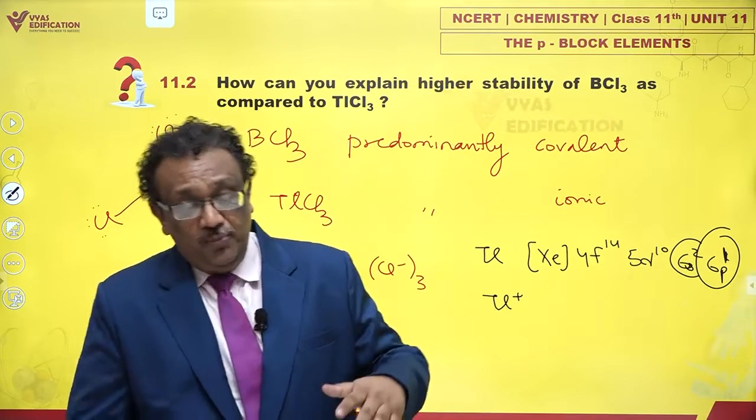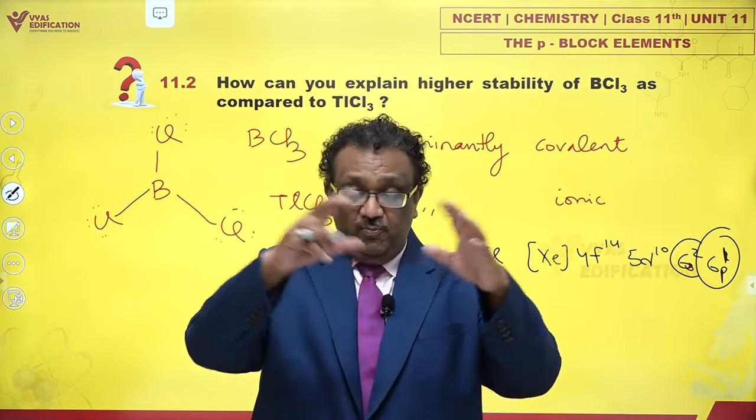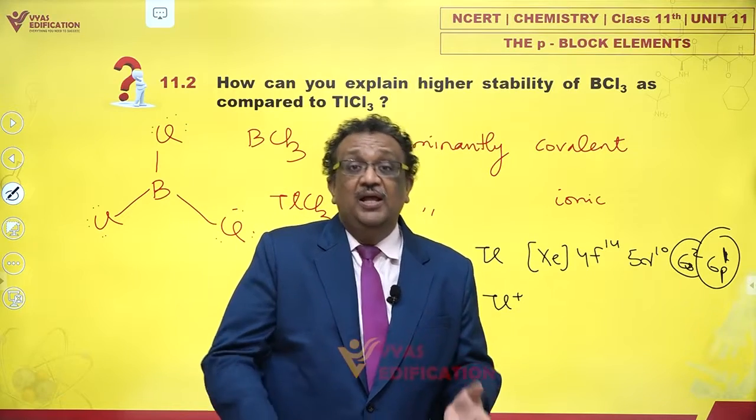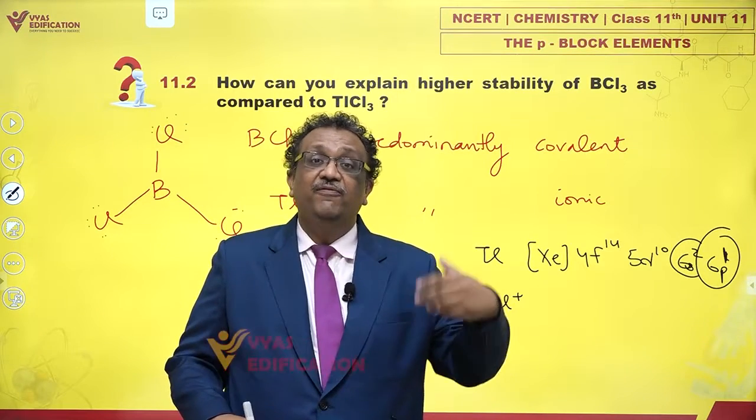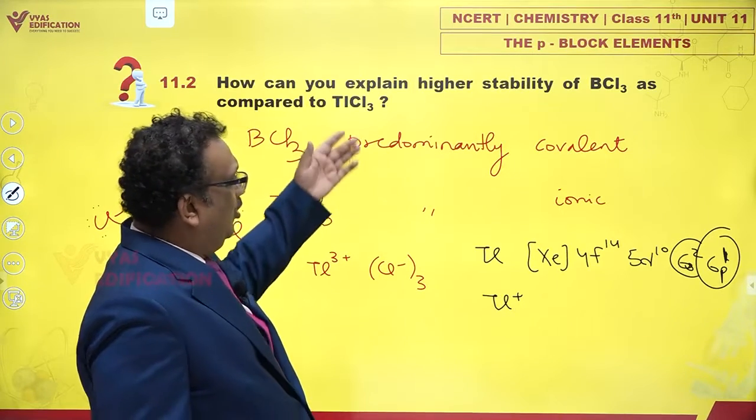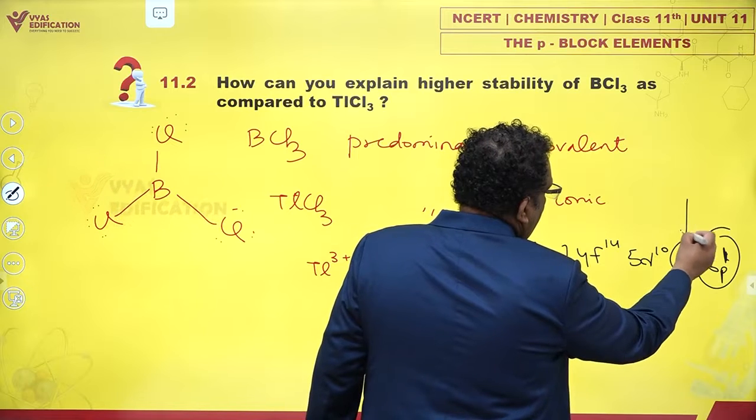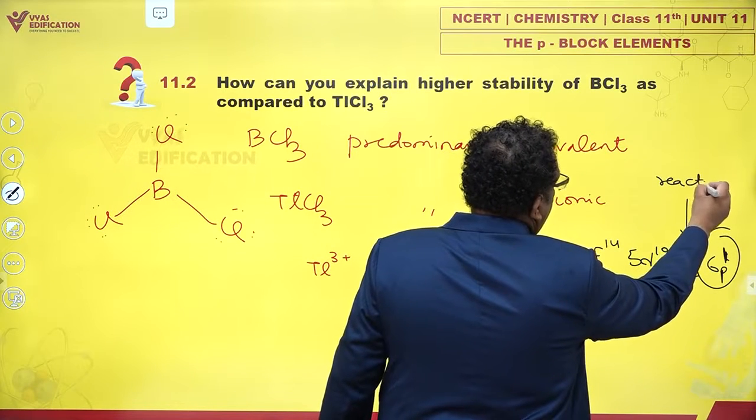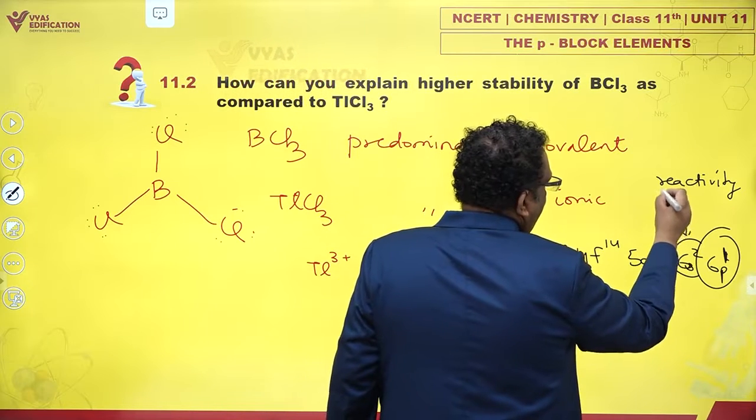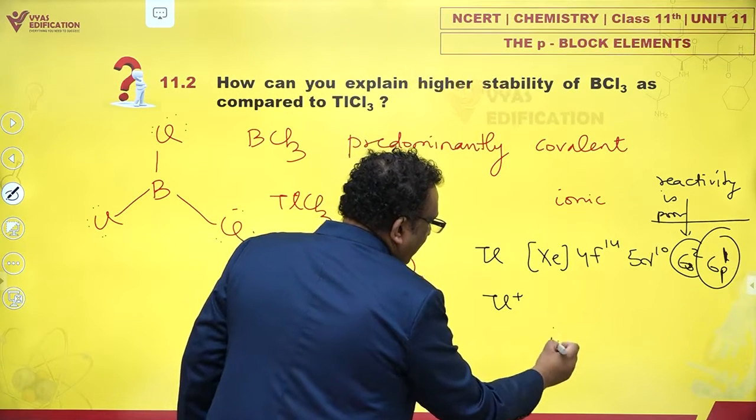Also, on moving down the group, the size of orbital increases. Bigger orbitals means larger volume. If electrons are spread over larger volume, they are more stable. If they are more stable, it is more difficult to lose them. So primarily what you find is, on moving down the group, the reactivity of this electron pair becomes very, very poor. And this is called inert pair effect.